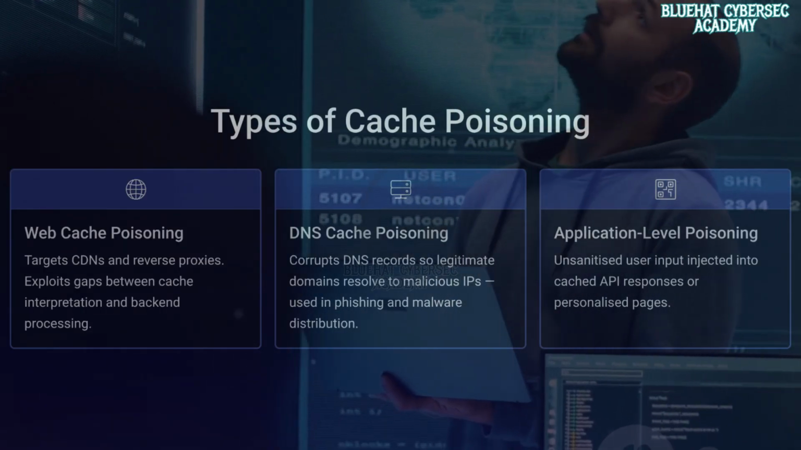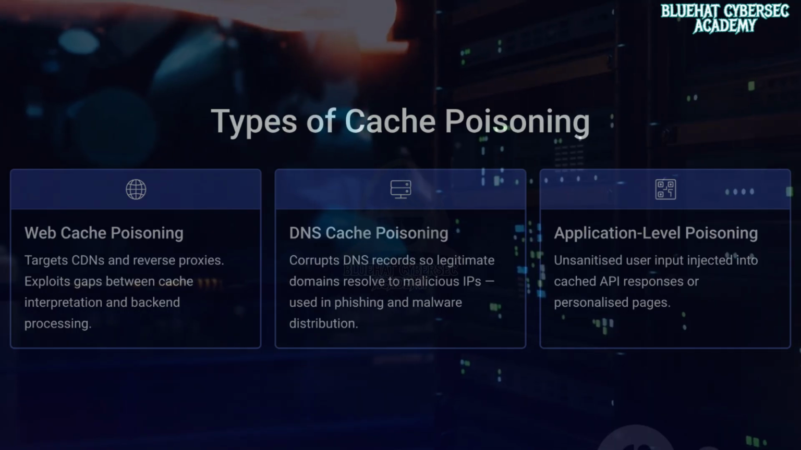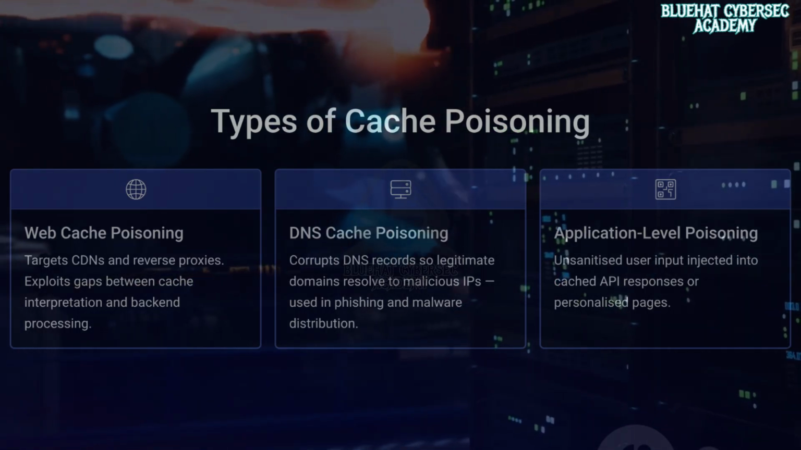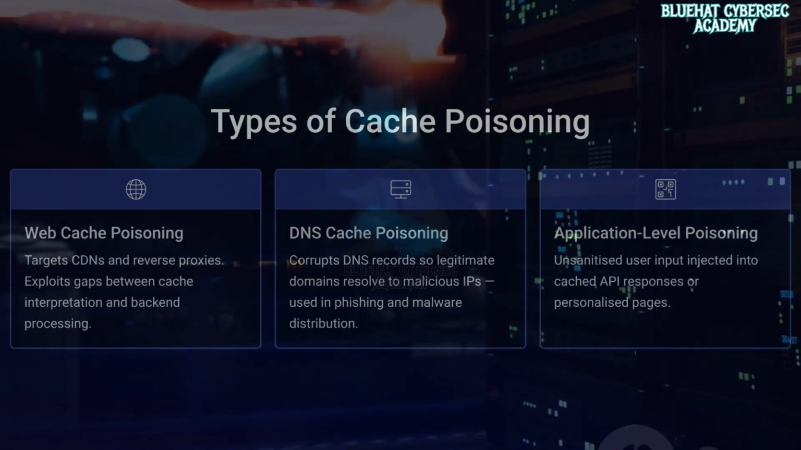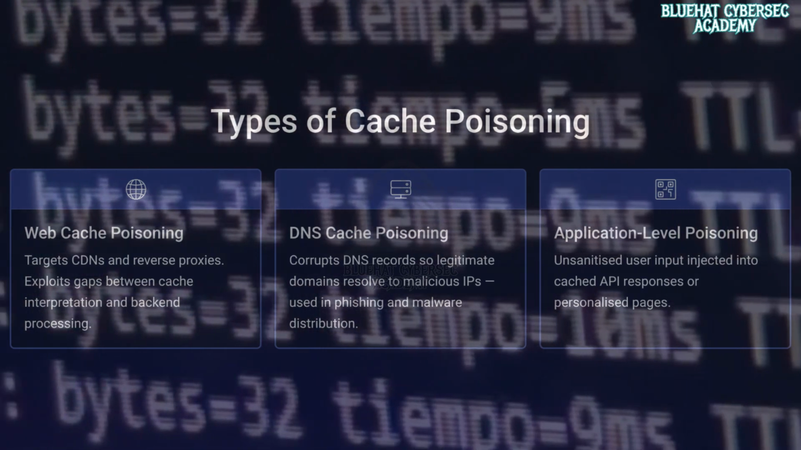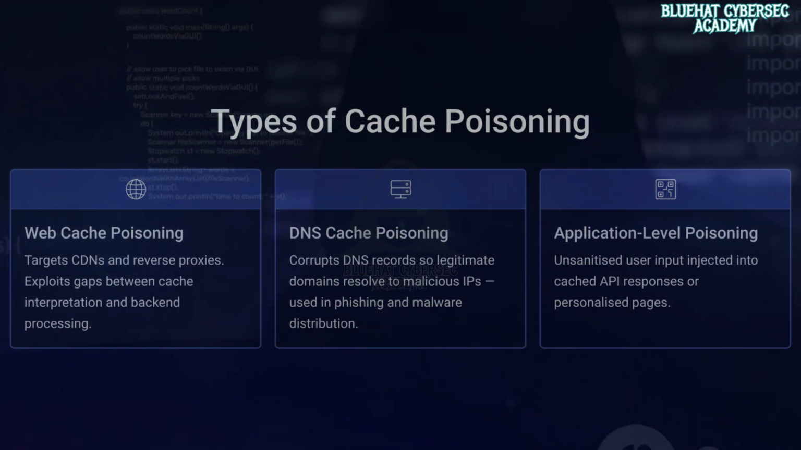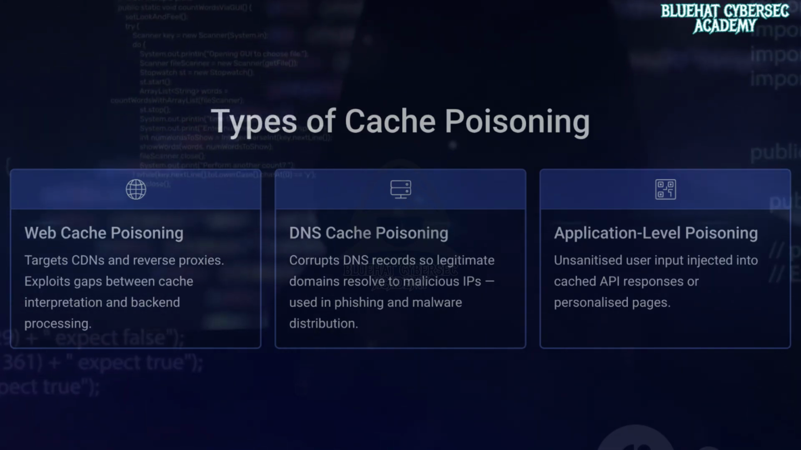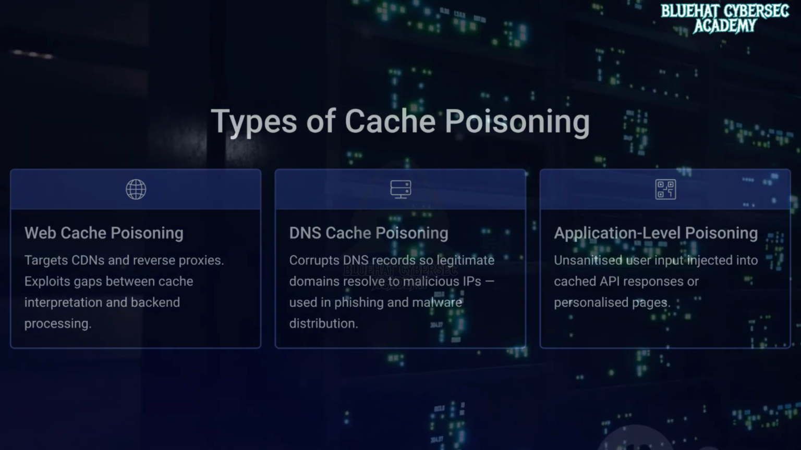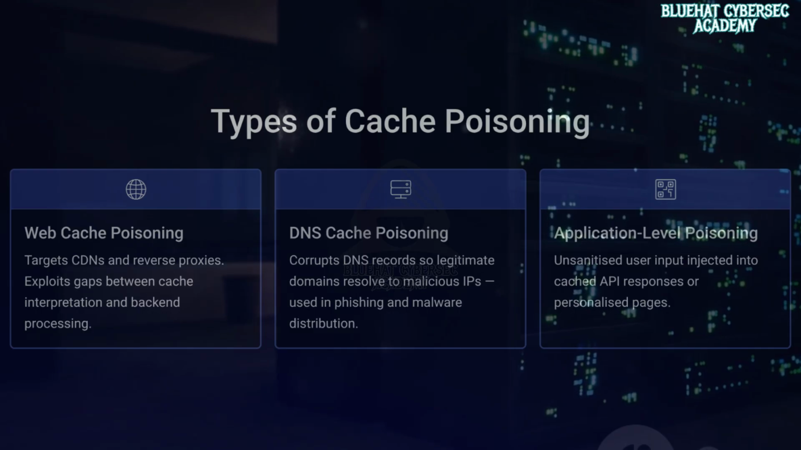Types of cache poisoning attacks. There are several types of cache poisoning. One of the most common is web cache poisoning, which targets web application caches including CDNs and reverse proxies. Here, attackers exploit differences in how the cache interprets a request versus how the backend server processes it. If certain inputs influence the response but are not part of the cache key, attackers may inject malicious content that gets stored.